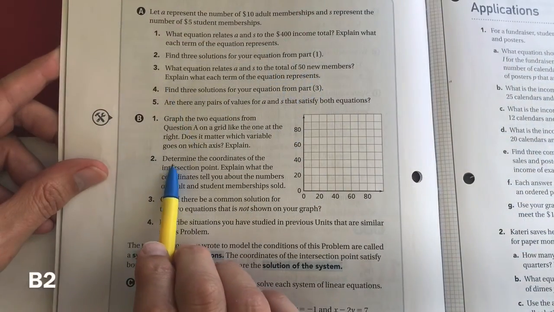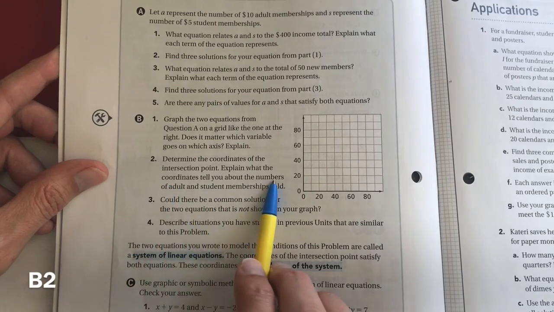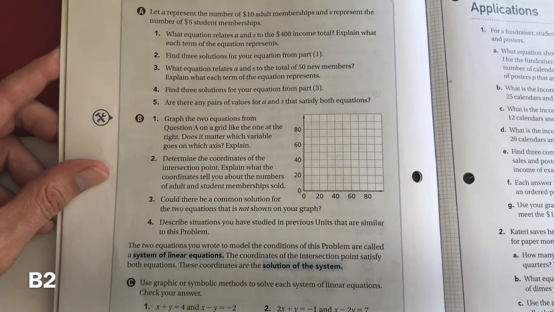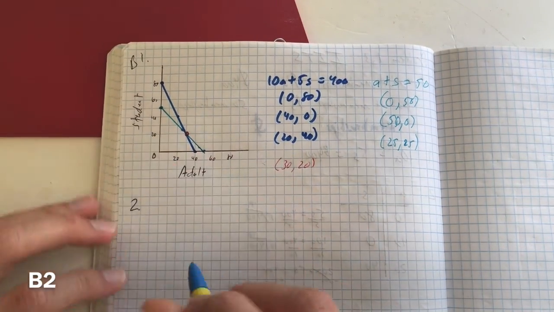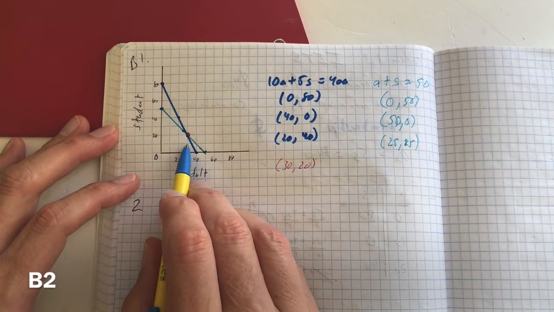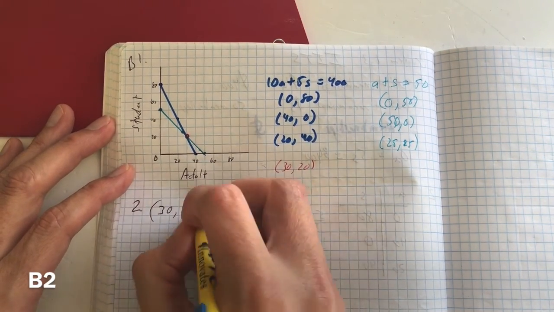All right, B2. Determine the coordinates of the intersection point. Explain what the coordinates tell you about the numbers of adult and student memberships. Well, we already know that is our ordered pair, but if I have B2 here, you can see that's going to be at 30 and 20. So 30, 20 is the ordered pair.